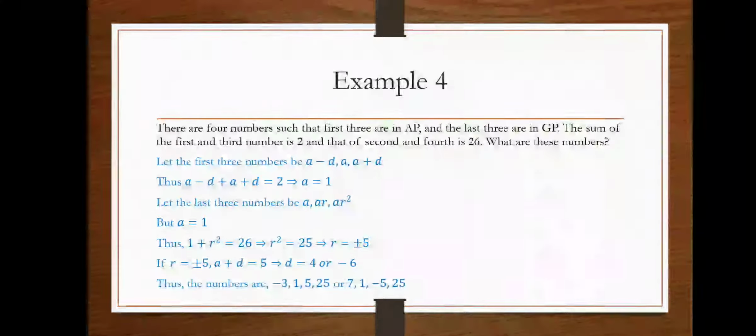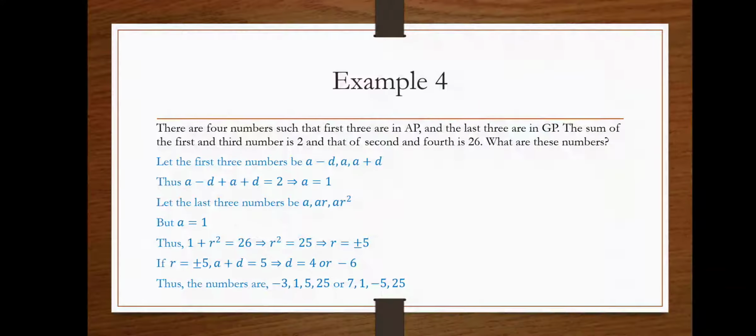In the second one, the same way, if I take D as minus 6, then 1 minus of minus 6, the first one is 7, then the second one is 1, the third one is minus 5. Remember, we took R as minus 5, and then obviously the fourth one is 25. So these are the sets of numbers where the first three are in AP, the last three are in GP, and all the other given conditions are satisfied.